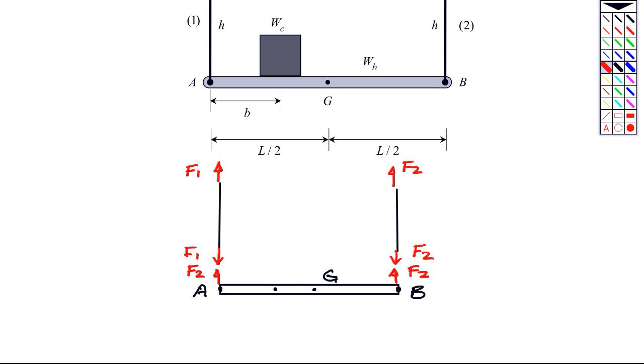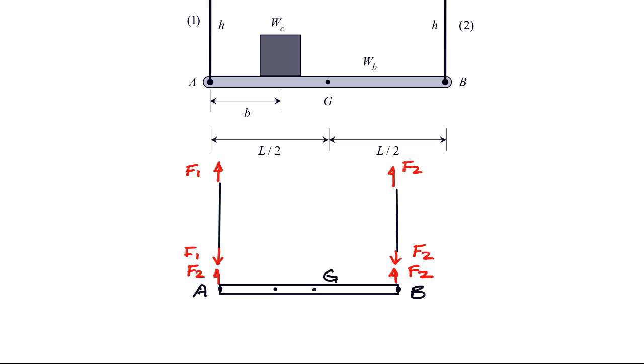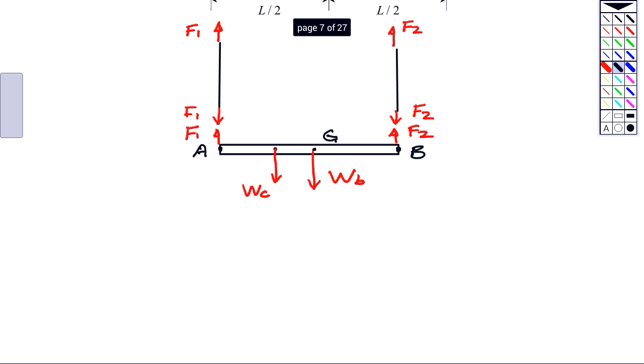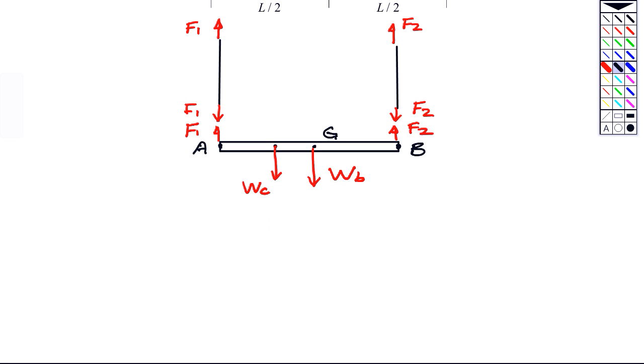This should be F1 over on the left-hand side. And then, of course, we have the weight of the bar, which is called WB, and then the weight of the crate, which is WC. So again, our task here is to determine the load that's carried by rods 1 and 2.